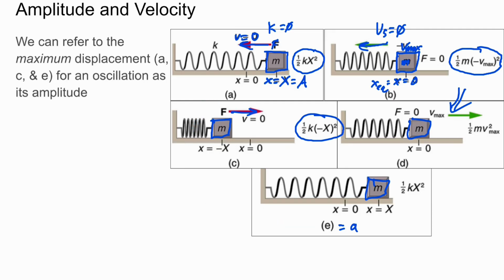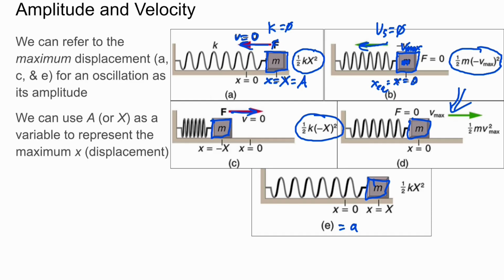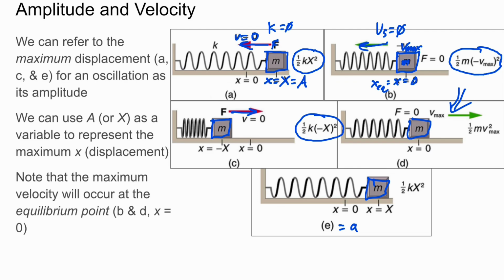So we can refer to the maximum displacement, as we did in the diagrams, as its amplitude. Our amplitude is the furthest we get away from that point of equilibrium, and we can use either A or big X. The diagrams use big X; I'll use big A to represent that maximum displacement. And importantly, note that the maximum velocity will occur at the points of equilibrium. Again, that's panel B and panel D.